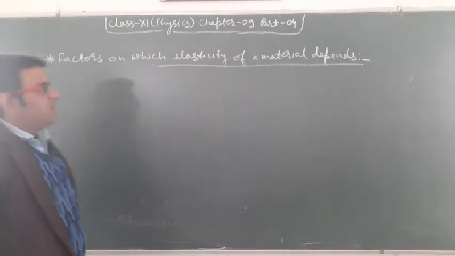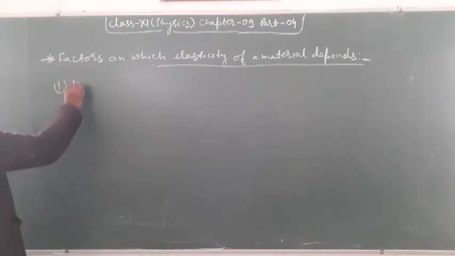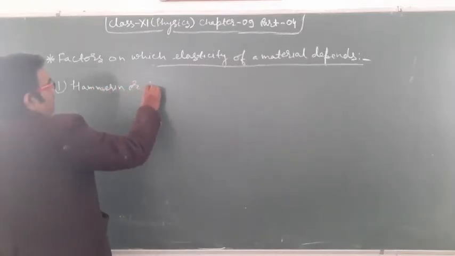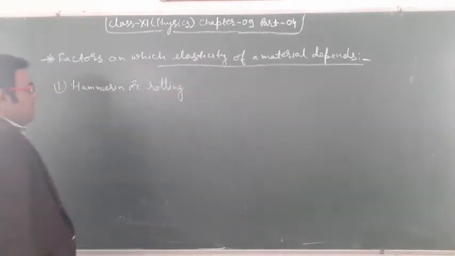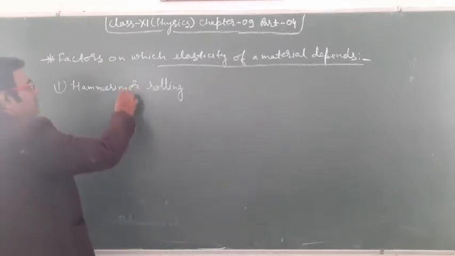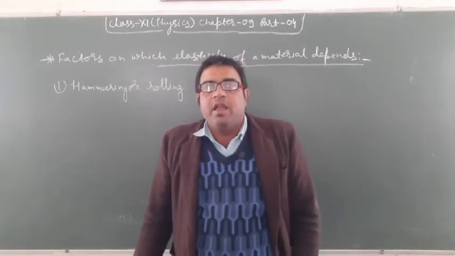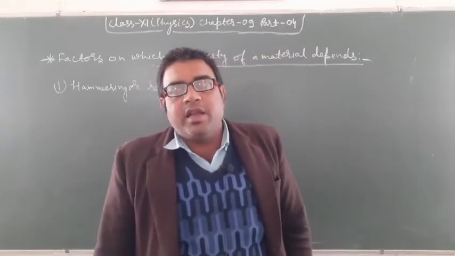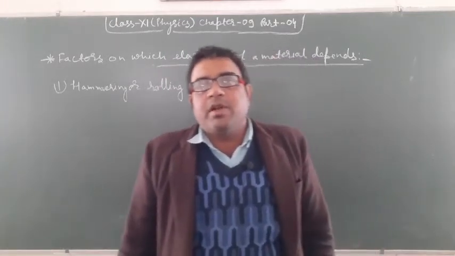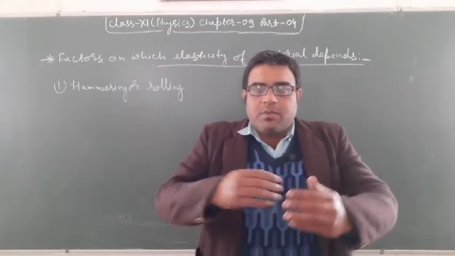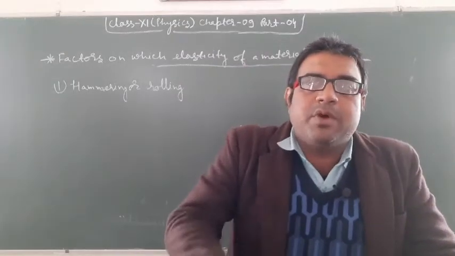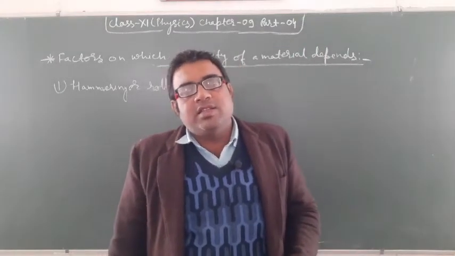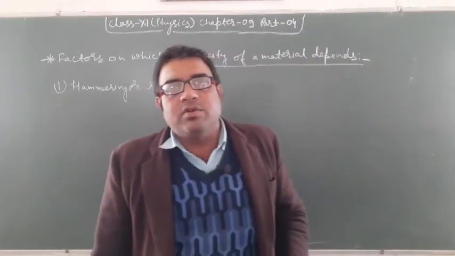The first factor is hammering or rolling. What does it mean, beta? It means that if there is a body and you are again and again putting stress over it or hammering it, then obviously the body is going to lose its elasticity. Or you are rolling the body, suppose you are folding that rigid body again and again, then the elasticity of the body is going to decrease.